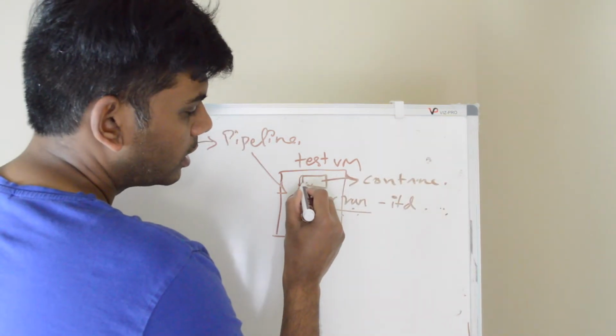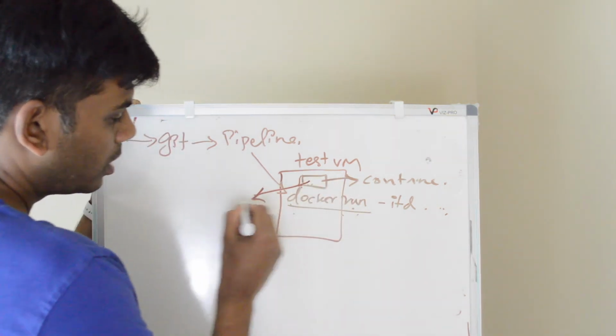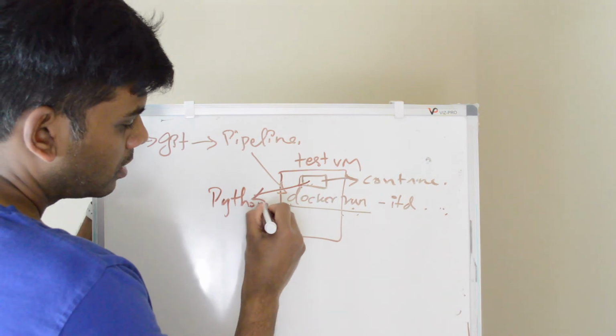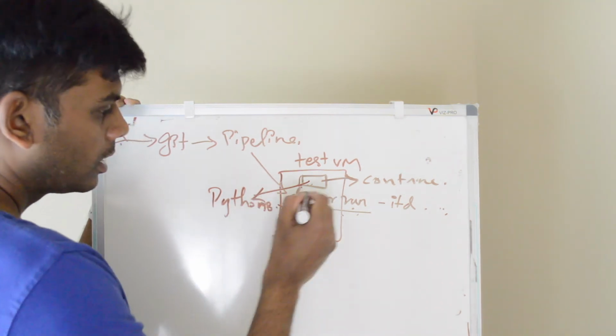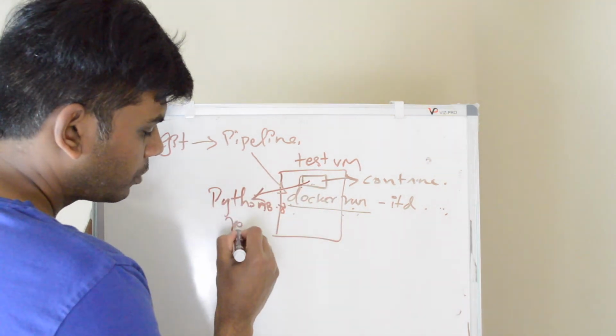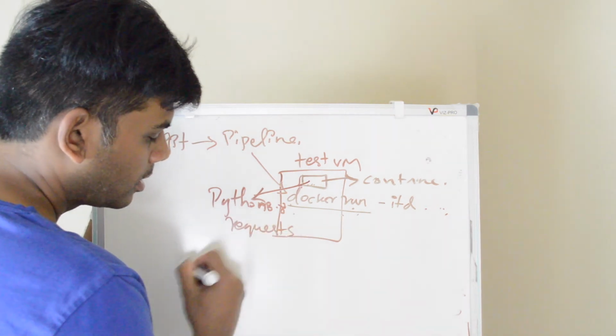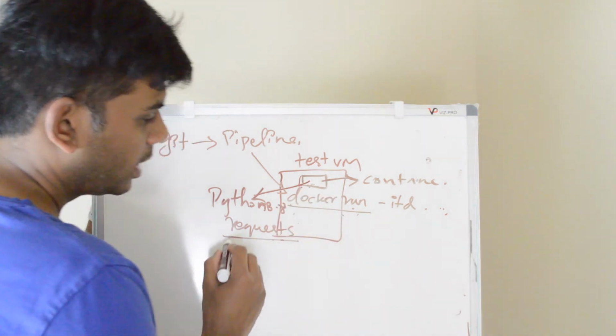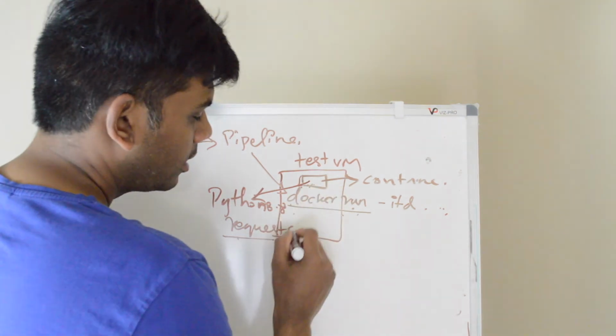So the container will contain the proper Python version, Python 3.8, and it will also contain the request package, and obviously the code, right? It also copies the code inside, so it will be there.